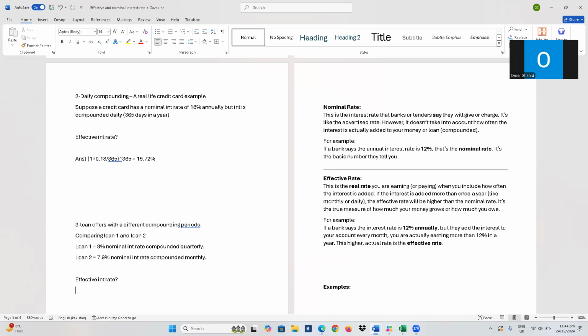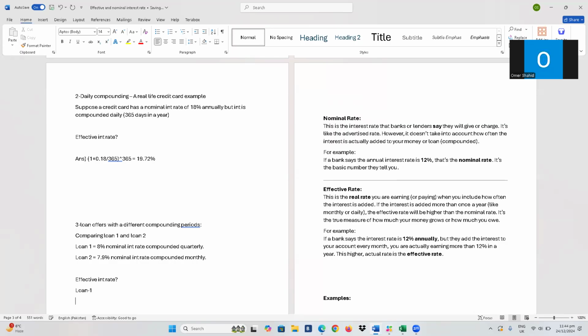I hope you got the right answers. Now let's solve this using the formula. We are calculating it for loan one first of all. So how do we calculate? 1 plus R, how much is our R? 0.08.